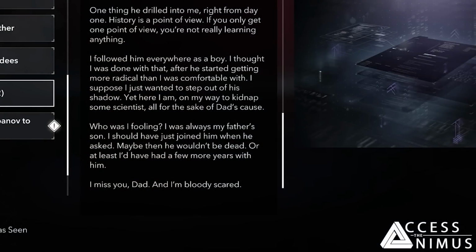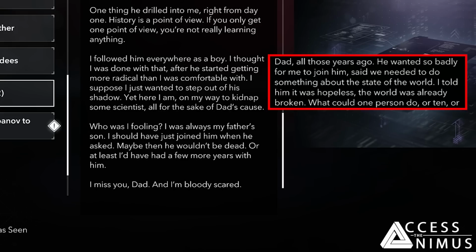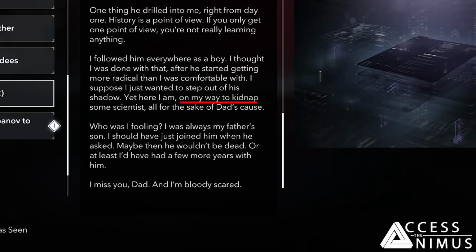Back to Joel's diary, he says that as a boy he followed his father everywhere, up until a point where he felt that Jeff himself was getting too radicalized, while Joel also wanted to build an identity of his own, and that's where he refused to join him. But now he regrets that, looking at what he's doing right now, being on his way to kidnap a scientist, which is new at this point.